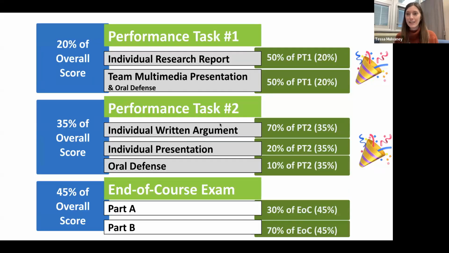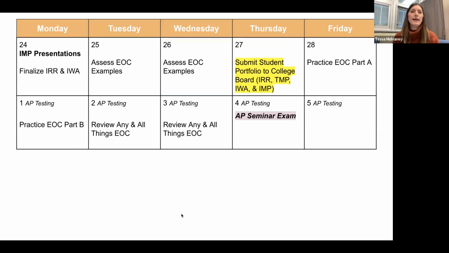Okay, want to congratulate those of you who have presented everything. If not, you are very close, and let's focus our attention today on part A and part B. Okay, here's our calendar. Today and tomorrow, we are assessing end of course exam student examples. So things that students in the past have submitted, we're going to score them and talk about why did the College Board score it the way that they did? So were you right on how you assessed it? What should we be looking for? How can you compare your work to those students?